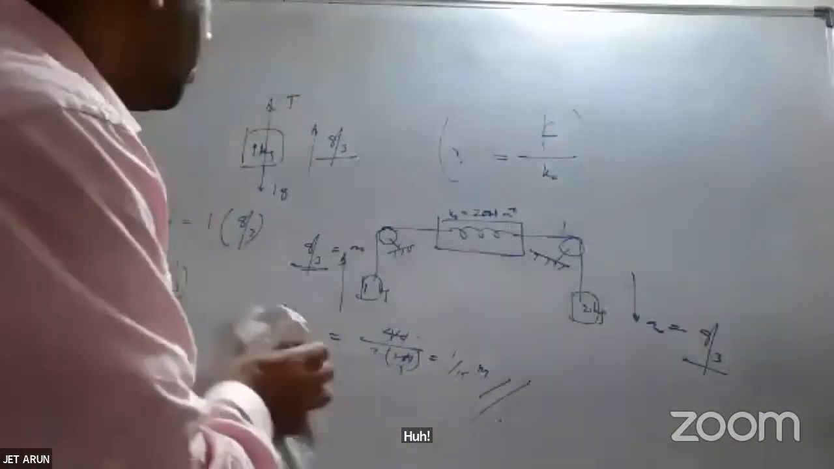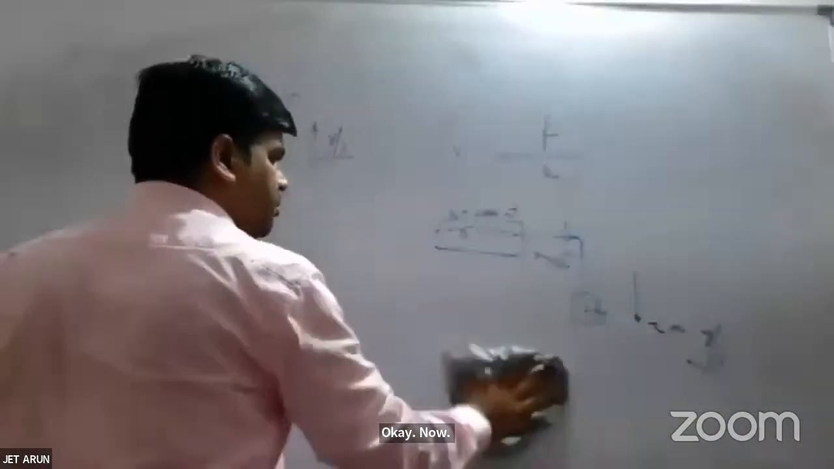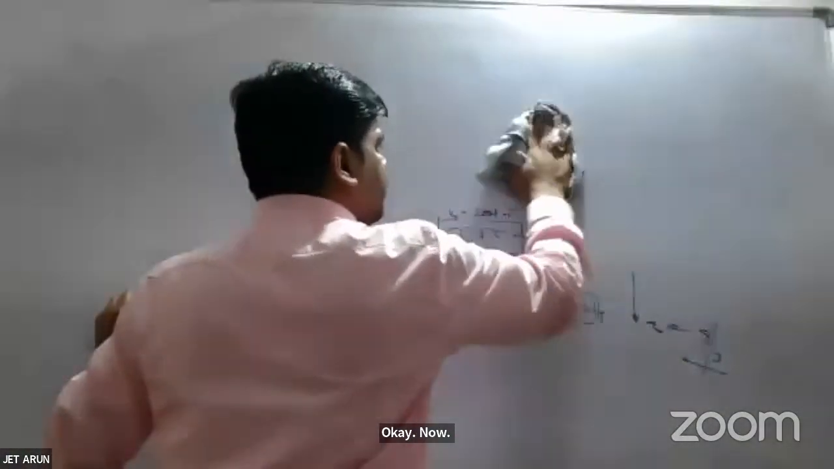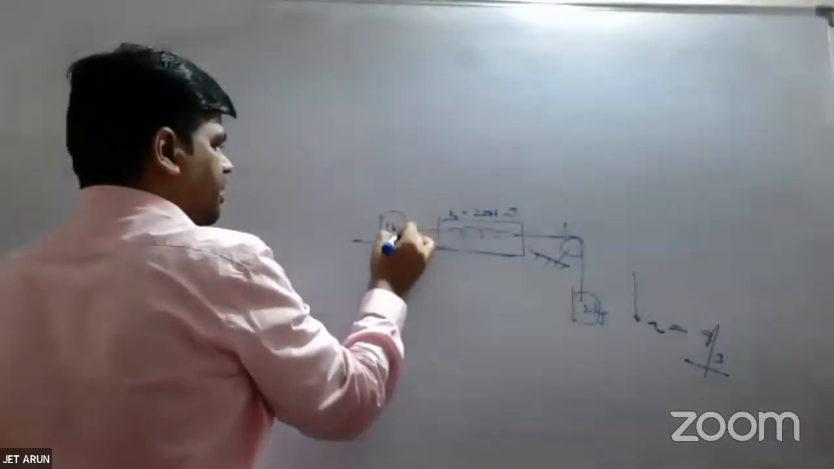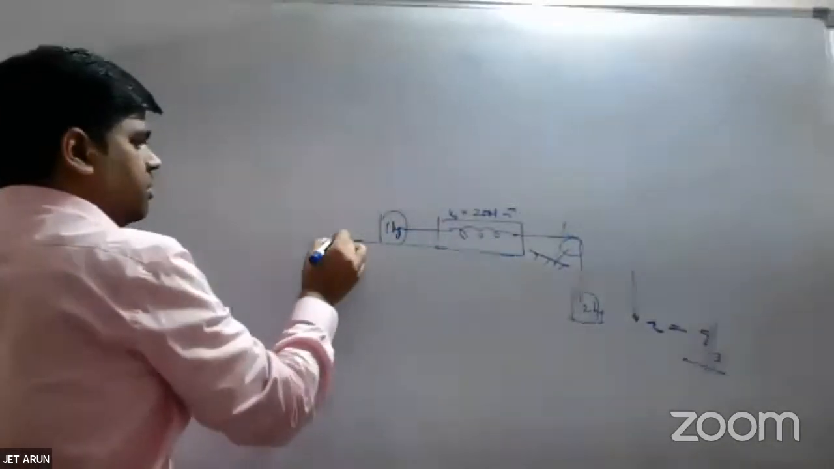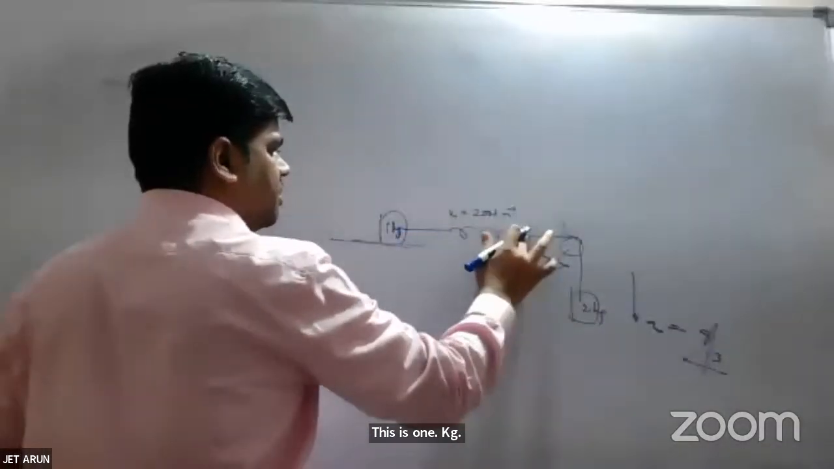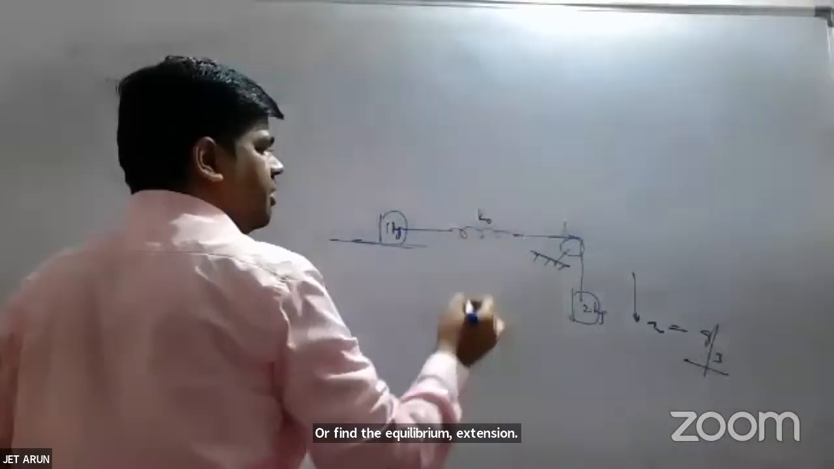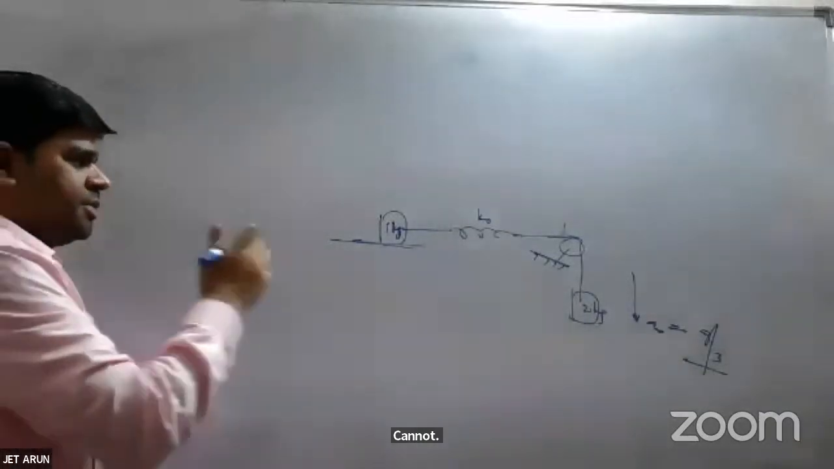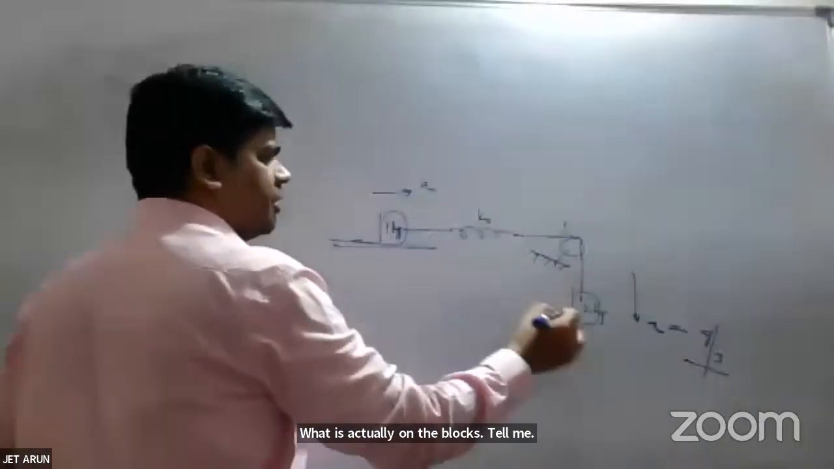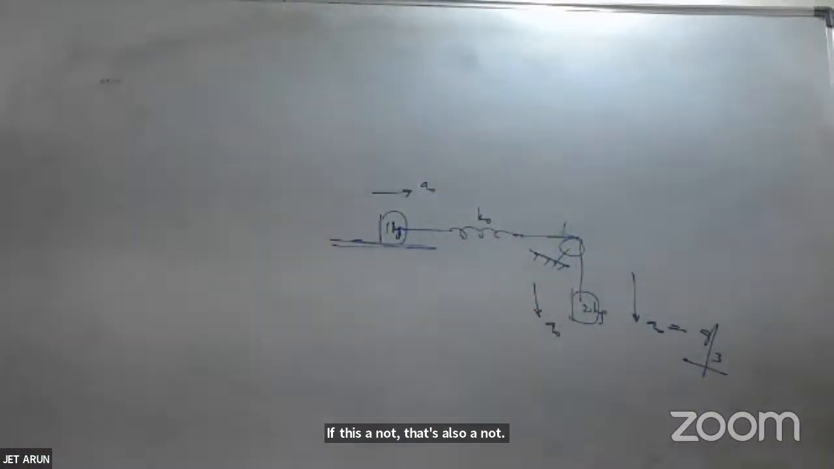Okay, now this is 1 kg. I have to find the equilibrium extension in the spring in terms of k naught itself. How do I do it? What is the acceleration of the blocks? Tell me. If this is a naught, that's also a naught. So what is the acceleration of the blocks?